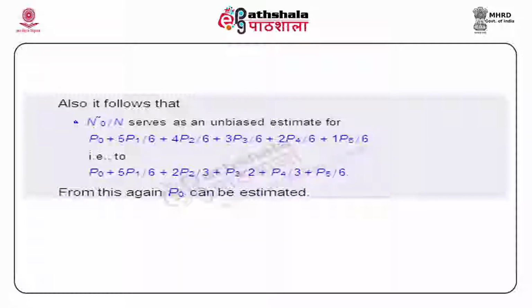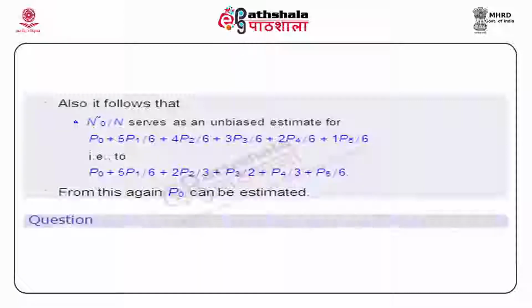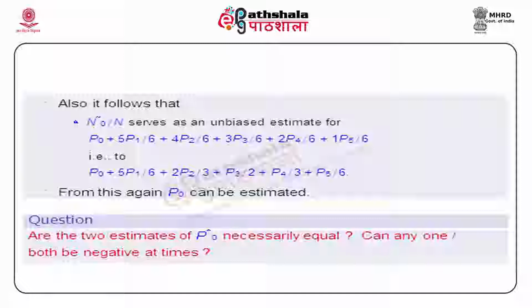The other way of doing it is looking at all the Pi hats and then subtracting from 1. That gives you P0 hat. So, you have got two expressions for that. The question comes: are the two estimates of P0 hat necessarily equal? Can any one or both be negative at times? This is something that one should think about a little bit.